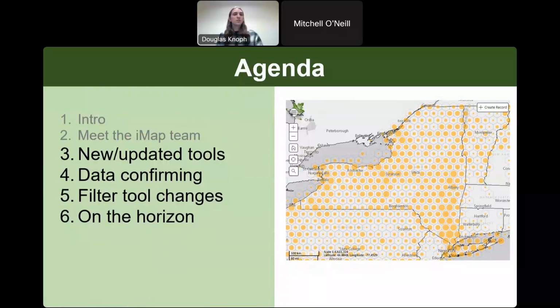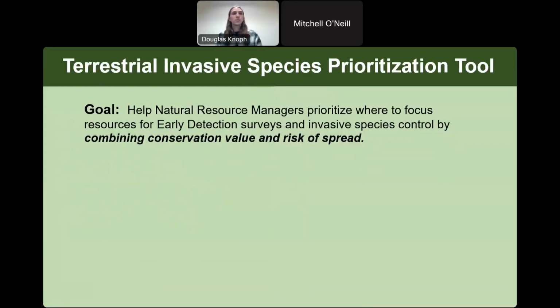So next up, we're going to go into some of our new and updated data analyses and data collection tools, starting with the terrestrial invasive species prioritization tool. So this tool is sort of a rework of an old tool that we had, the invasive species spatial prioritization tool. That tool was made originally for both aquatic and terrestrial species, but over time we realized that this was not the most helpful in terms of the information that it was giving back.